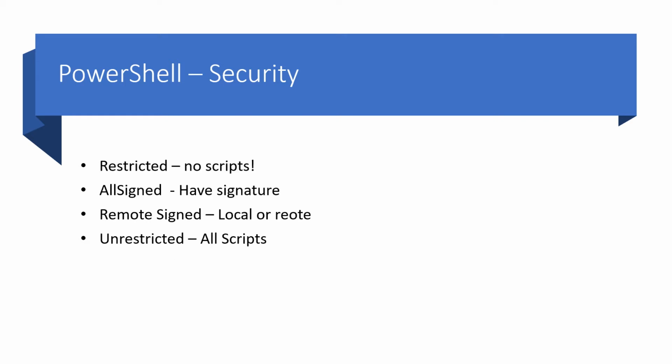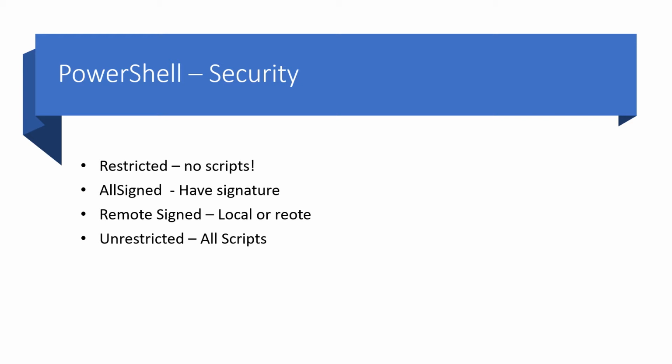To resolve the previous issues, the Windows PowerShell team created execution policies. There are four levels of execution policy. Restricted means no script. When a restricted policy is applied, we cannot run any script. It's also the default policy of Windows PowerShell for security reasons. The second one is unrestricted, all scripts, which is the exact opposite of the restricted policy.